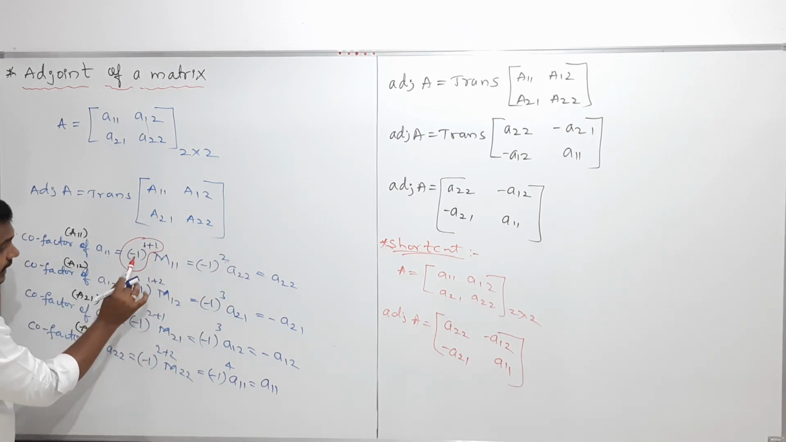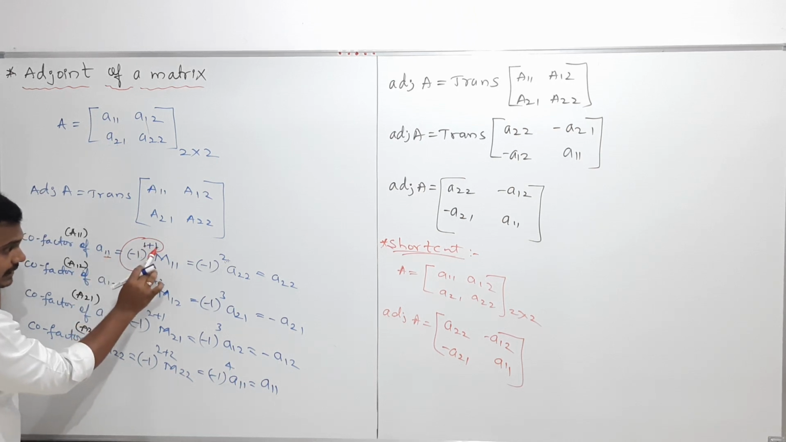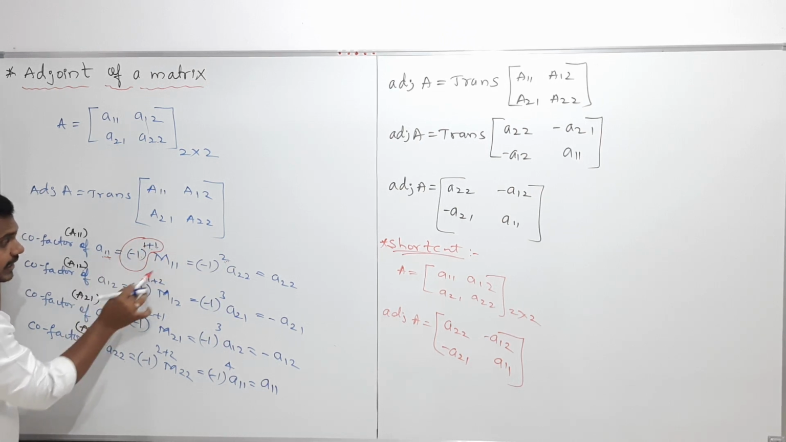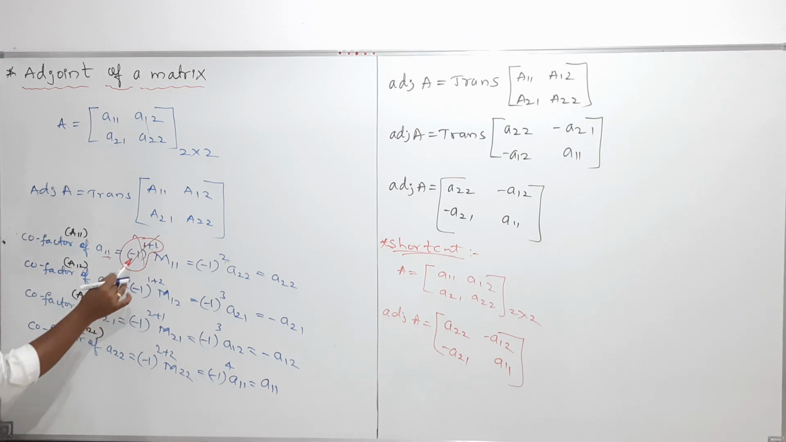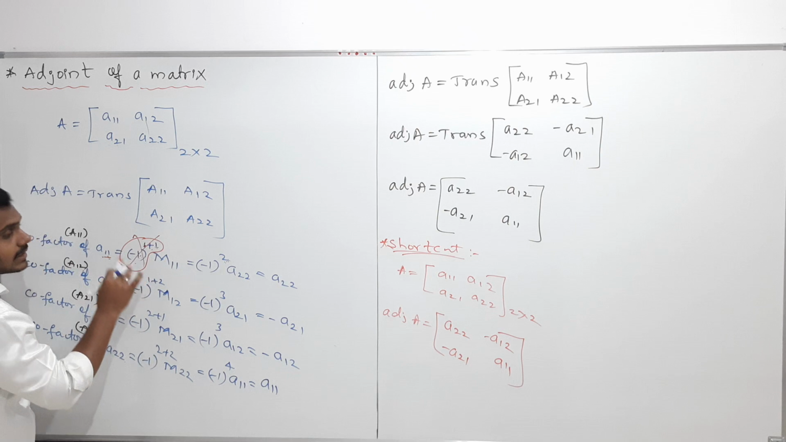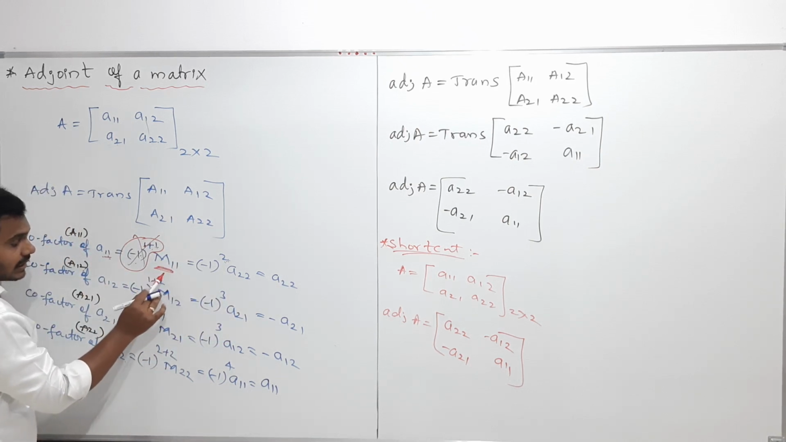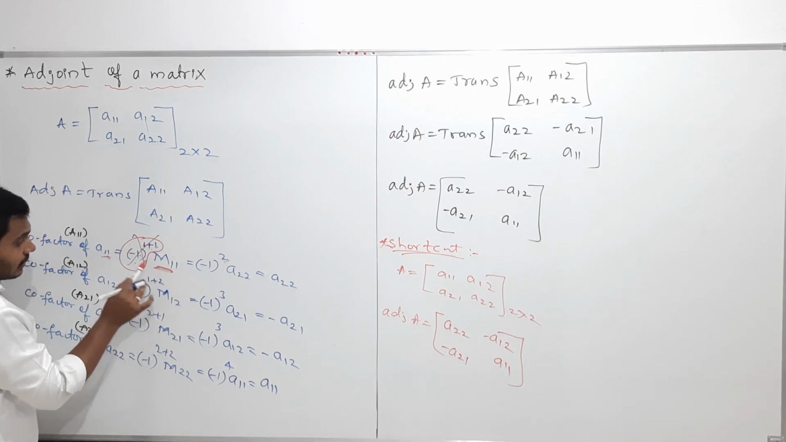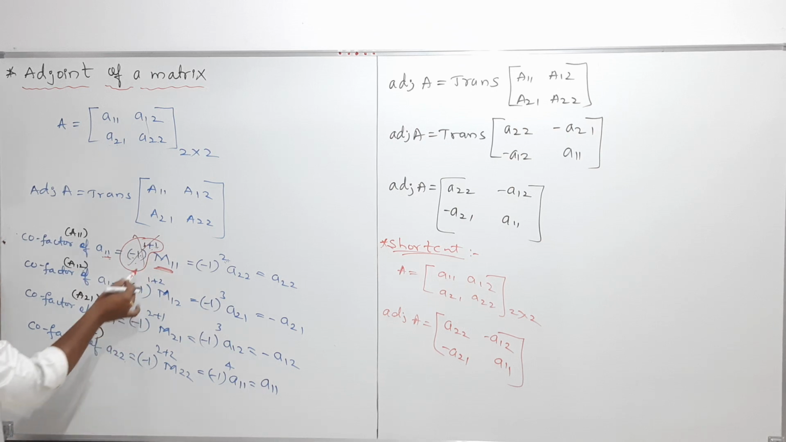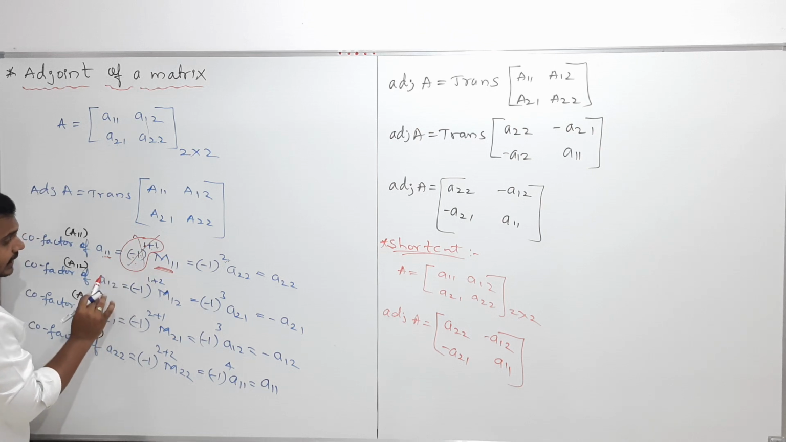So instead of writing every time minus 1 whole to the power of the subscript addition, I'll skip this step. After skipping this, what should I write? Directly I'll calculate in my mind, and then I'll write only the minor. I don't write minus 1 whole to the power 1 plus 1, because it is lengthier. So for that reason I calculate in mind.